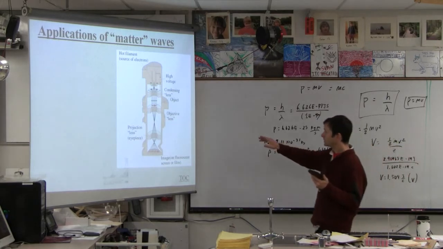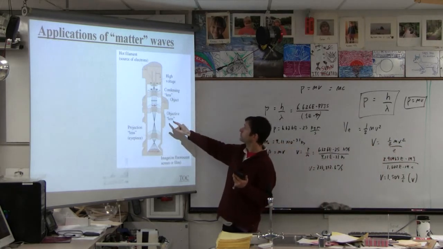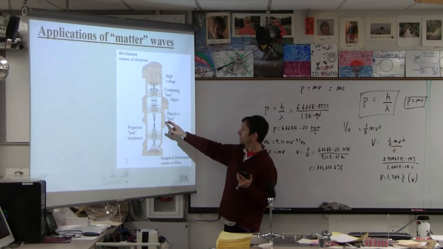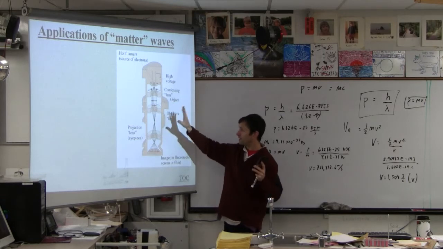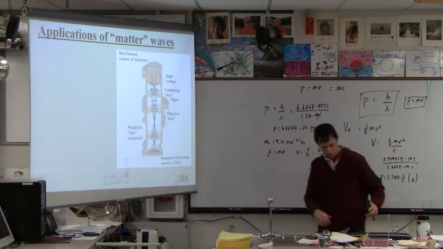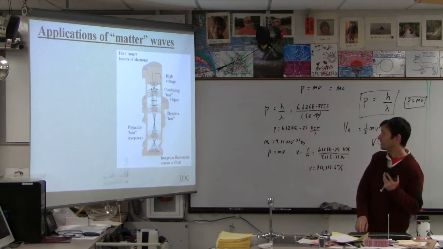And then you can go on. This next one is just an image. This is an application of it. Obviously, you can make matter waves. So this is how electron microscopes work.